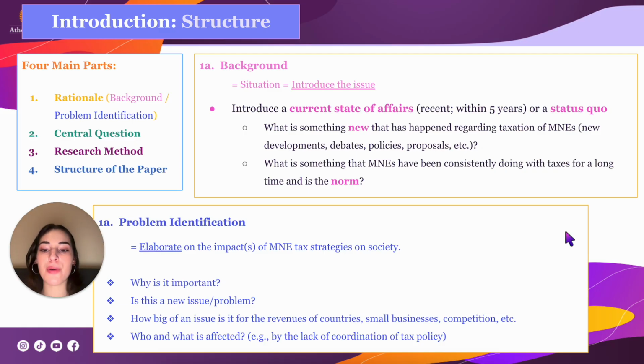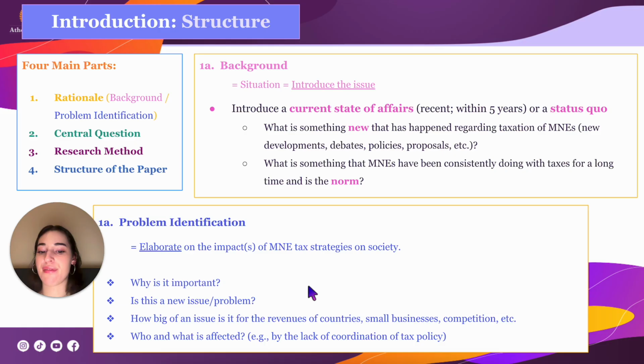So you want to elaborate on the impacts of these sorts of tax strategies on society. So why is this an important thing to discuss? Is this a new issue or problem, or has this been ongoing since a certain moment in time? How big of an issue is it? Is it for the revenues of countries, small businesses, competition, etc.? So to what extent is this actually a big issue.